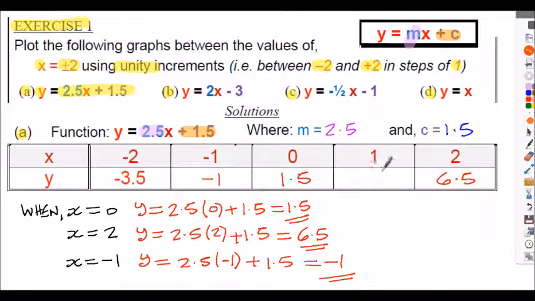I will leave you to work out the final coordinate. When x is equal to 1, I'll let you determine the value of y. And you can also now check the first coordinate given. When x is equal to negative 2, y is equal to negative 3.5. So what we've done here is determine 5 coordinates for the function y is equal to 2.5x plus 1.5. That's an equation of a linear line. From here we can now plot these points on a graph and draw the line. We will show the plotted graphs a bit later in the presentation.